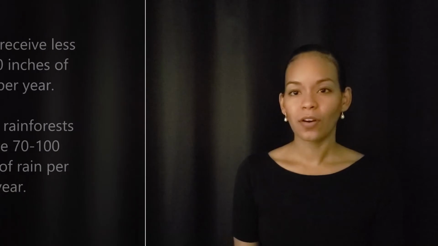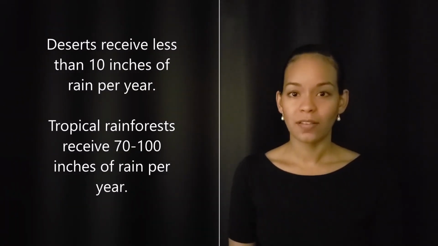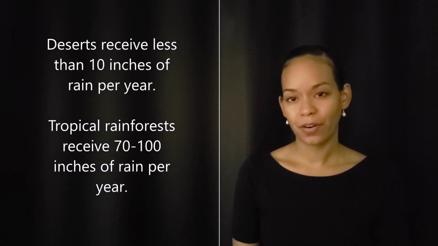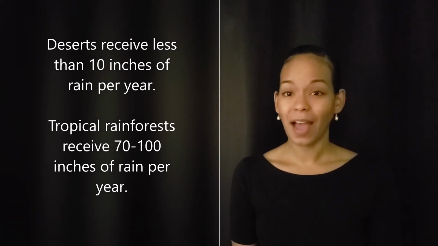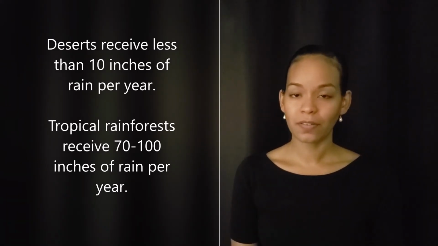Deserts are the driest biome, receiving less than 25 centimeters of rain per year. The soils here have a high mineral content, but a low organic matter content. Animals and plants here must adapt to minimize water loss.